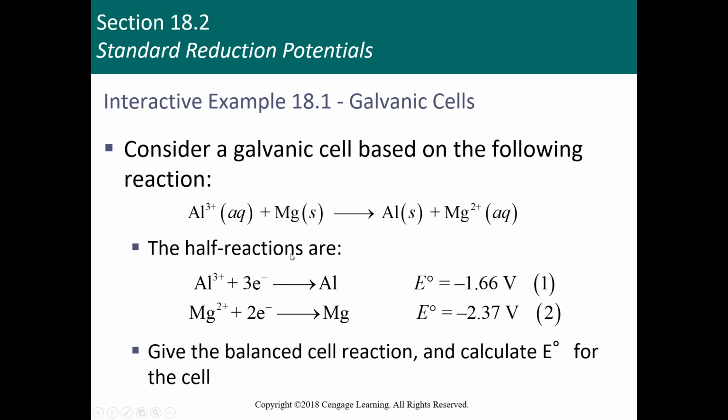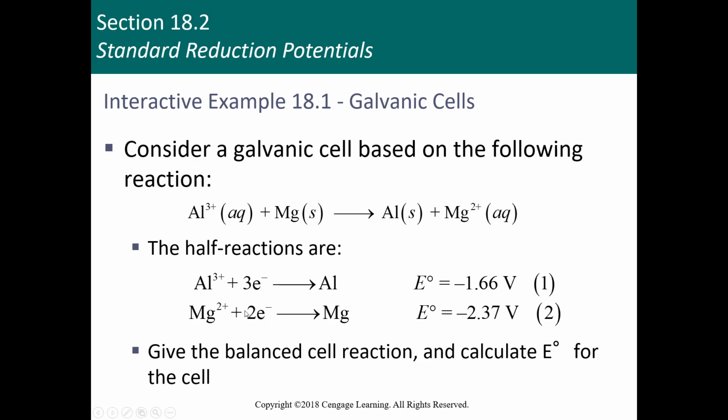All right, so our half reactions, we looked them up on the table. Again, Al3+ right there, Al right there, Mg2+, that's from right there, Mg from there. And so we have now accounted for all of our metals there. Okay, so we obviously are going to have to give a balanced cell reaction, and then we're going to calculate the E naught for this cell.